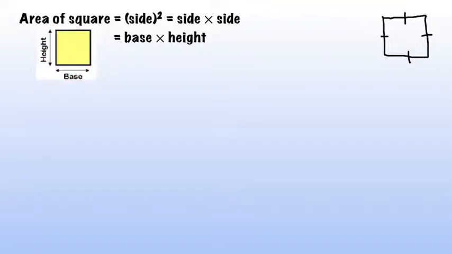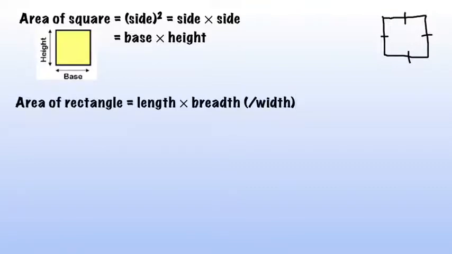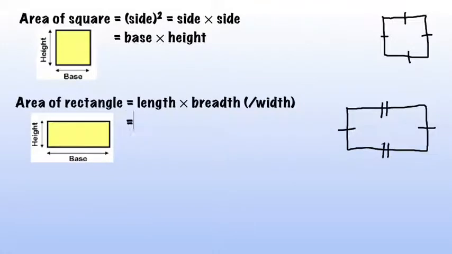The second one we are going to look at is the area of a rectangle. The formula is the length times its breadth, or we call it width. As we know, for a rectangle, the length here will be the same as the length here, right? And the length here will be the same as the length here. So we need to take the length of this side times the length of this side. In another way, we can also say the base times the height.